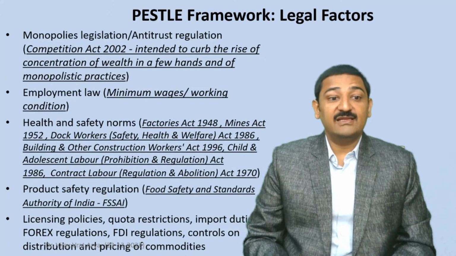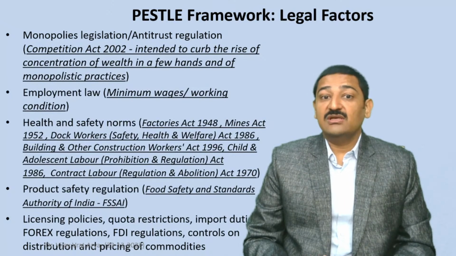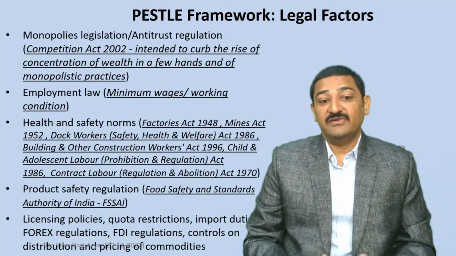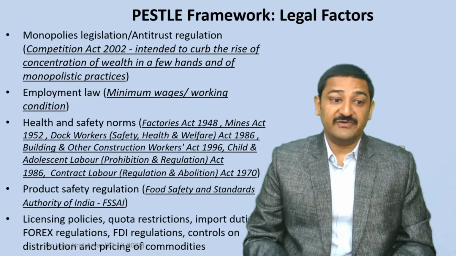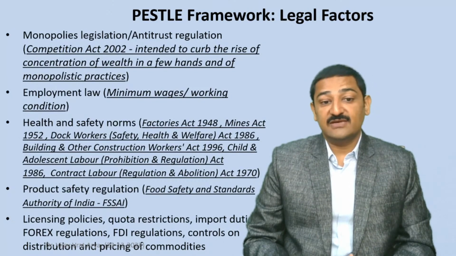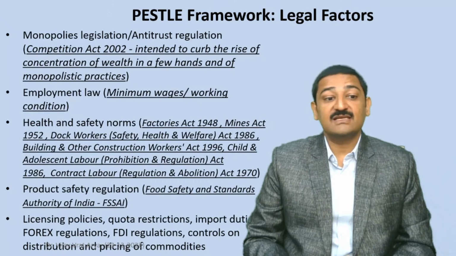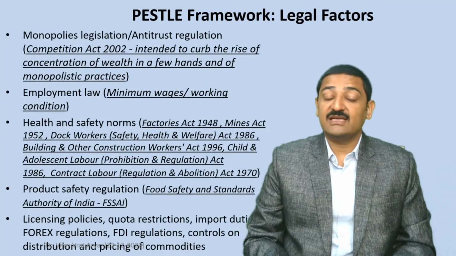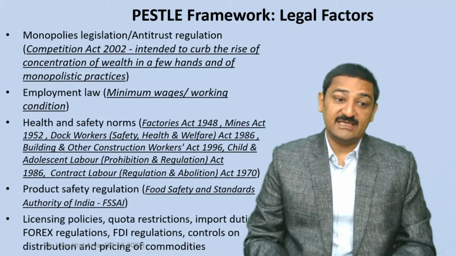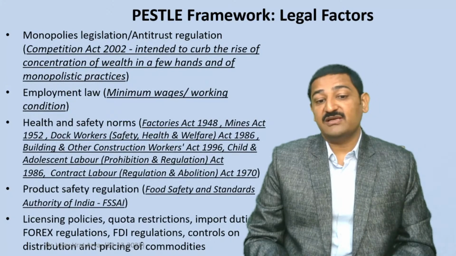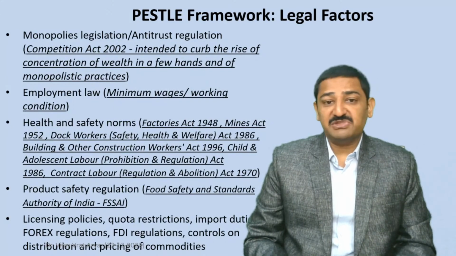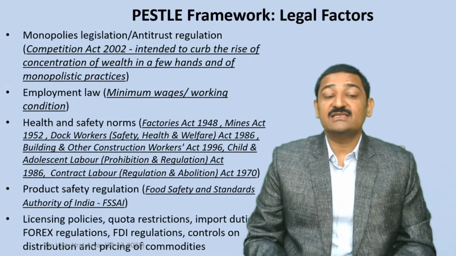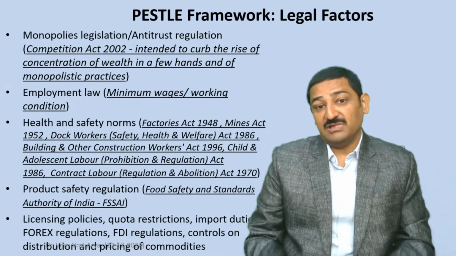Apart from that, health and safety norms, which in India are guided by different laws. For example, the Factories Act 1948, Mines Act 1952, Dock Workers Safety, Health and Welfare Act 1986, Building and Other Construction Workers Act 1996, Child and Adolescent Labor Prohibition and Regulation Act 1986, and Contract Labor Regulation and Abolition Act 1970 are just a few examples which guide the position of health and safety norms in the market.